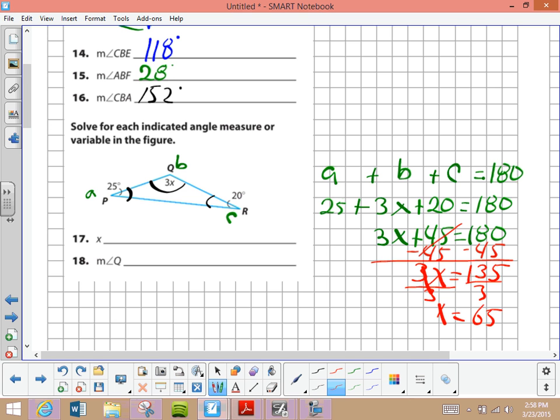65, right? So now that we know x is 65, how do we find the measurement of angle B? Just substitute it, right? 3 times x, and we know that x is equal to 65. It gives me 135 degrees. And that was it.